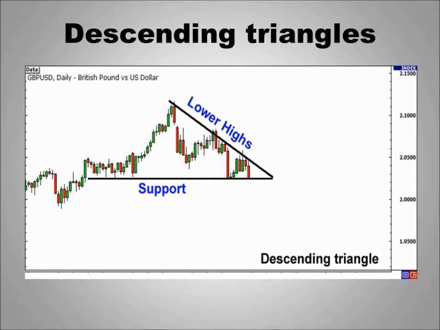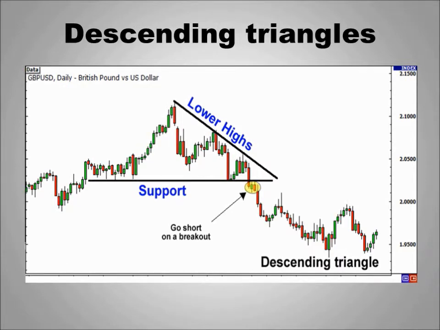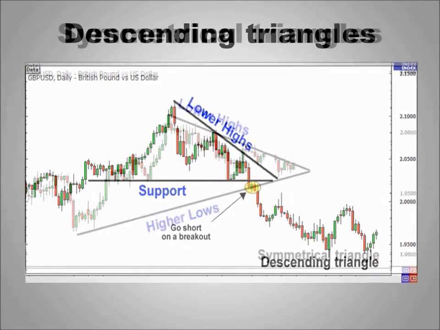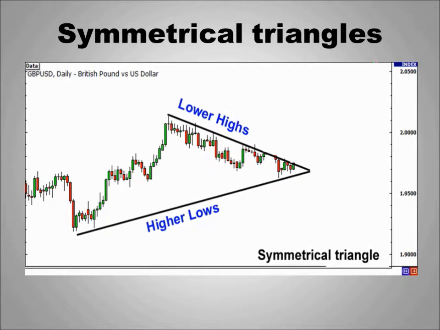Descending triangles work the opposite. So it looks like the line of resistance is not as stable as the line of support. And it looks like the line of resistance is going to breach the line of support, which gives the indication that the market is going to go down in price. And it does. So again, we look for these signals to determine where the breakouts might take place.